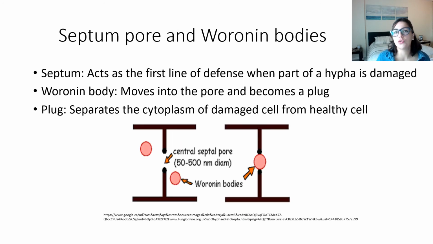But why do hyphal septa have those pores? They have it because this is the first line of defense when part of the hypha is damaged. For example, if I have part of the hypha damaged right here, we have a structure which is called the Woronin body, and this one moves through the septum and it blocks the flow of the microorganisms. It becomes a plug and separates the damaged cytoplasm from the healthy cells, and impedes that the damage continues to all the hypha.